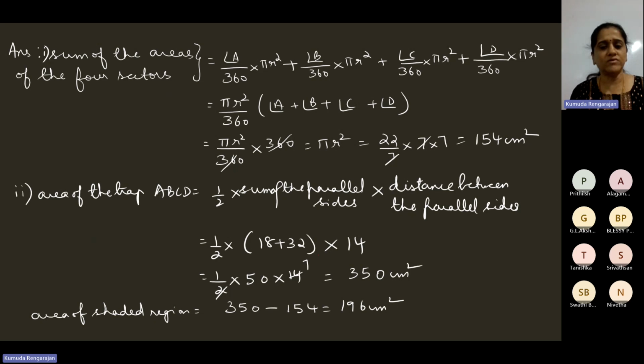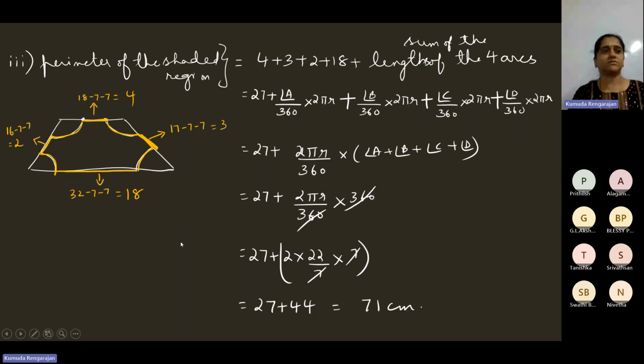Parallel sides, you know, so sum of the parallel sides into distance between them. Then the area of the shaded region will be the area of the trapezium minus the area of the 4 sectors. Then finally, we have to find the perimeter of the shaded region.